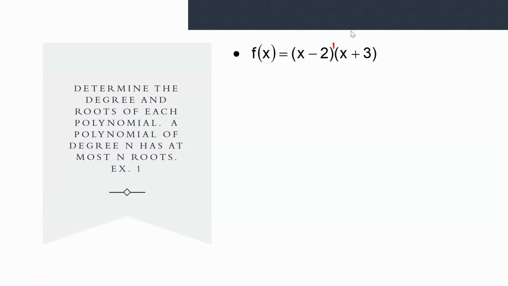There are two factors. Each factor only has a power of 1 on them. So that means that my degree equals 1 plus 1, which is 2. So this is a second degree polynomial. Does that make sense? How many factors? The number of factors. This is one factor. This is another factor. If there was another one, it would be a third.